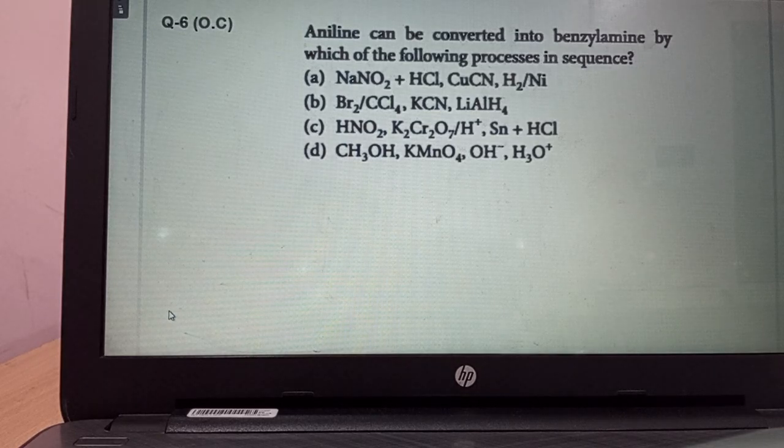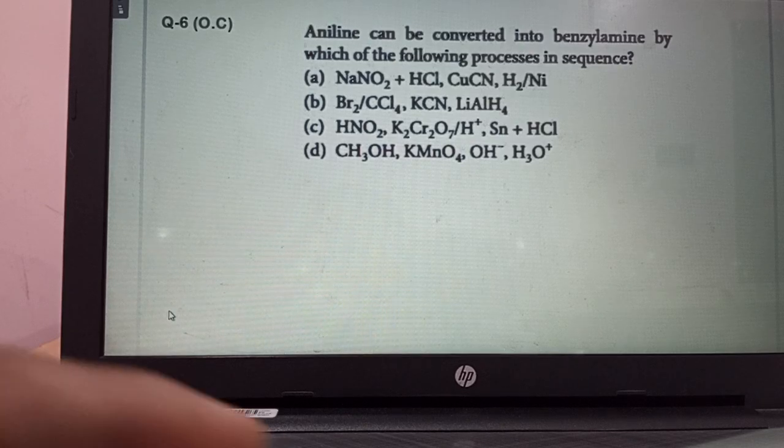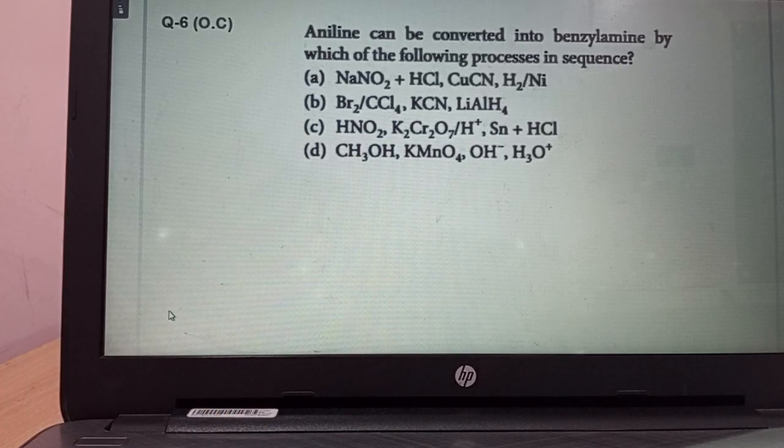The next question is: aniline can be converted into benzyl amine by which of the following processes in sequence? So, aniline to benzyl amine. If you observe, aniline can be converted into a compound, that compound we'll call benzene diazonium chloride, followed by Sandmeyer's reaction followed by hydrogenation. We can have this possibility. Let us check it.